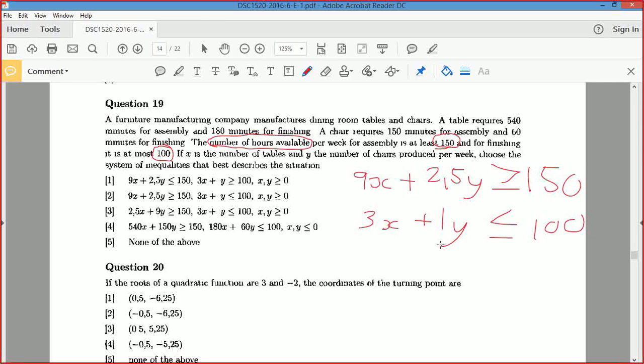Must x and y be bigger than 0? Yes, it has to be bigger than 0. You can't manufacture negative chairs or furniture. Right, so which option? 1, 2, or 3? Greater than. Sorry, I'm looking at the difference. So let's see. So it's 2. There you go. Perfect. Okay.